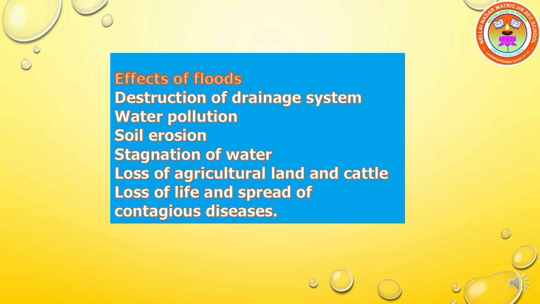Next, loss of agricultural land and cattle. Due to floods, we lost our agricultural land and cattle. Then, floods lead to loss of life and spread of contagious diseases. That is, diseases spread from person to person. Okay. Is it clear, children? These are the effects of floods.